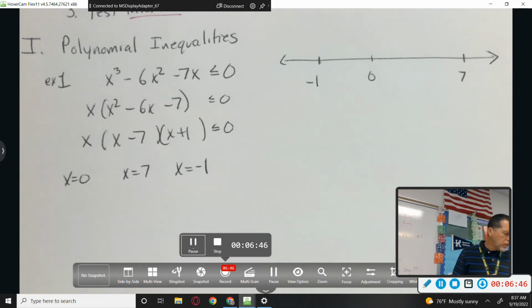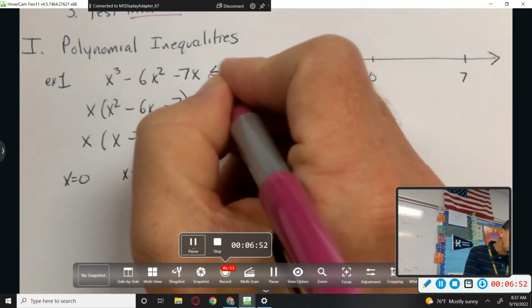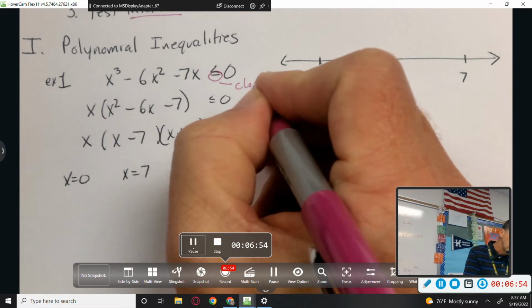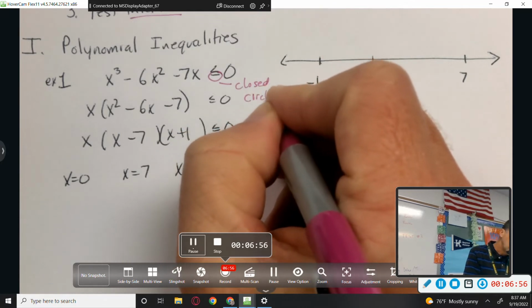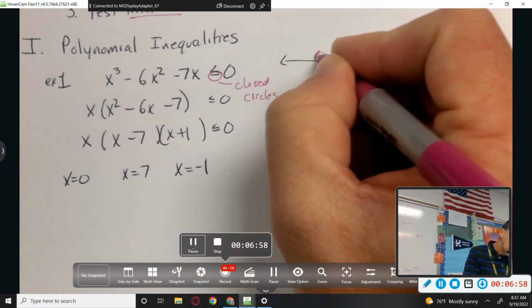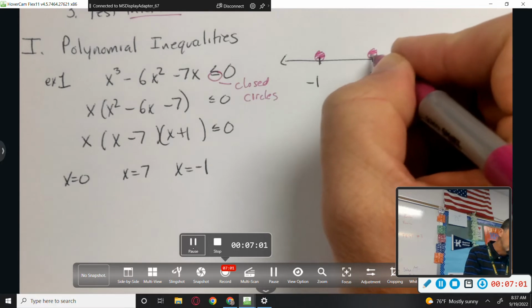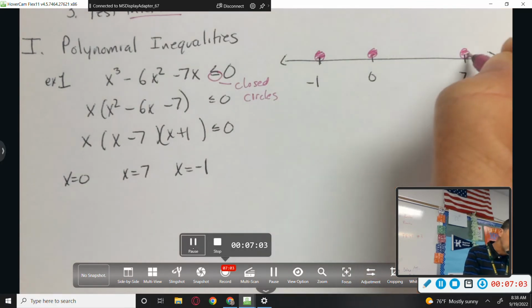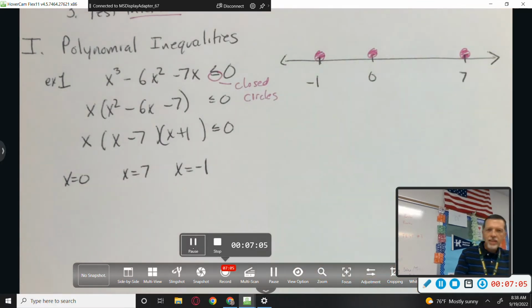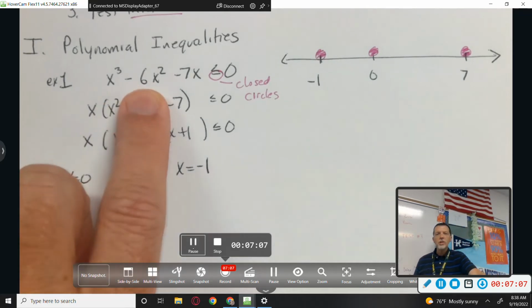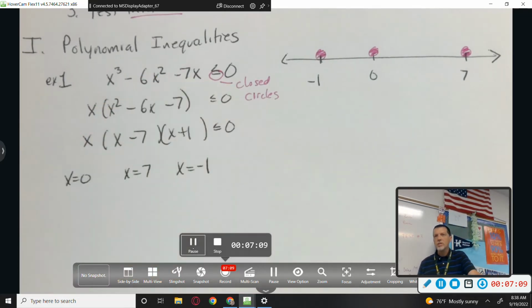Open circles or closed circles for those zeros? Why closed? The equal to sign means we want closed circles. We want to include those spots. Those points make the expression 0, and that's okay because 0 equals 0. So closed circles because of the equal sign.